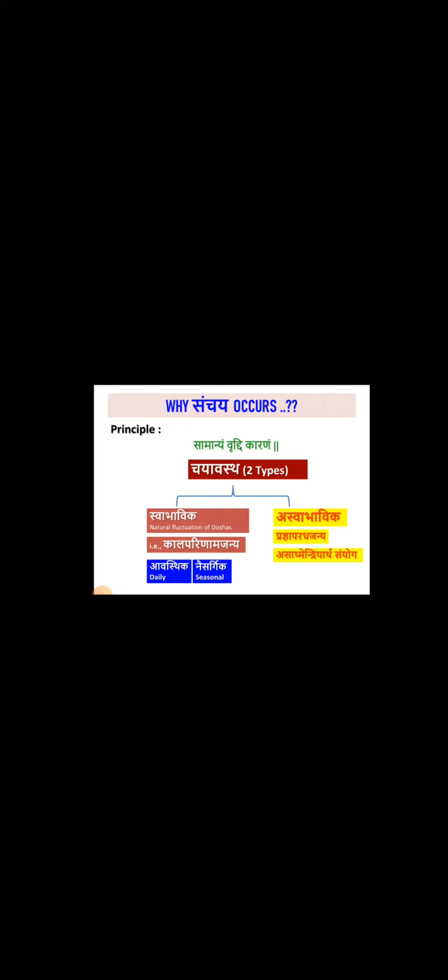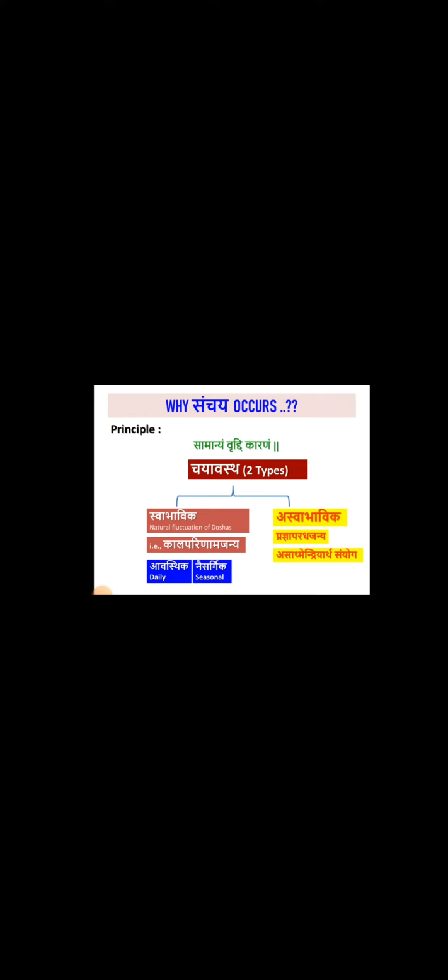So here Chayavastha is of two types. It may be Swabhavika or Kala Parinamajanya, or it may be Aswabhavika. Okay. So once again I'll tell you, Swabhavika and Aswabhavika Sanchaya. What is Swabhavika means, as I told you previously, that is the natural fluctuation of the doshas. This is because of Kala Parinama Janya. So it may be avasthika, or it may be naisargika. Avasthika means daily changes of the doshas, or according to the vaya, the doshas will get changed, or it may be seasonal.